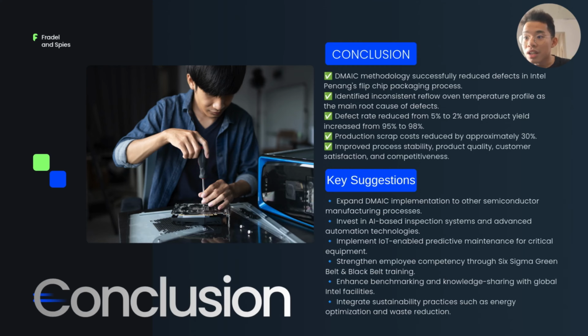Fourth, Intel should continue strengthening employee competency through Six Sigma Green Belt and Black Belt training, technical development programs, and quality awareness initiatives. Finally, the company should integrate sustainability practices such as energy optimization and waste reduction into its quality management system to achieve both operational as well as environmental responsibility.